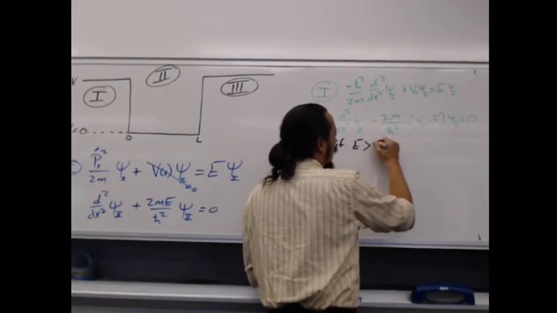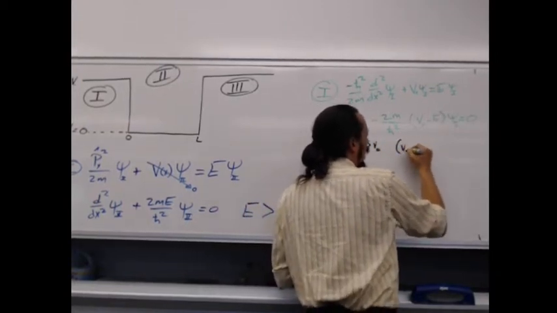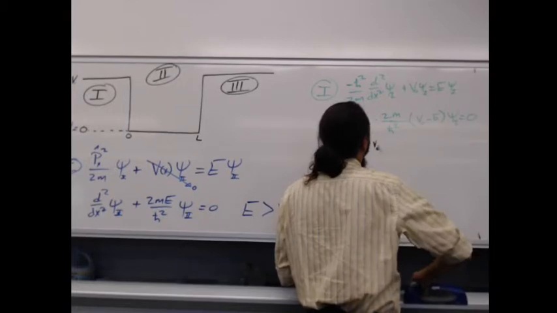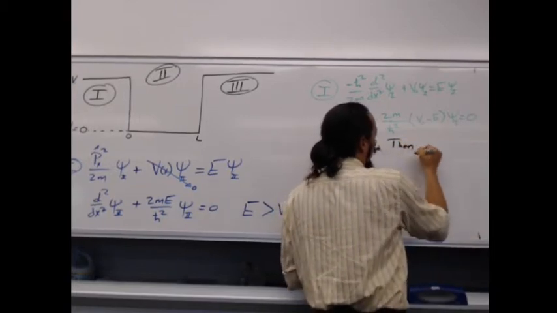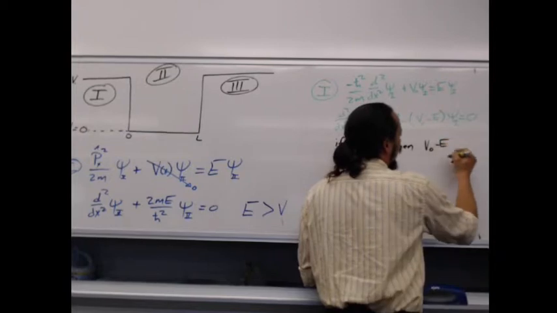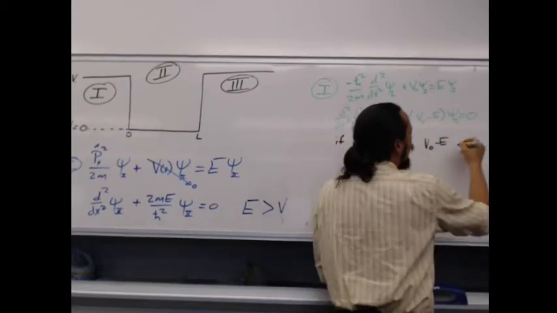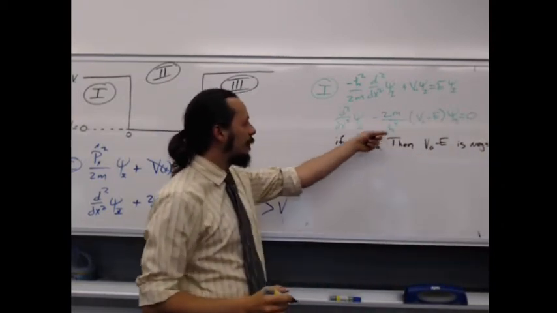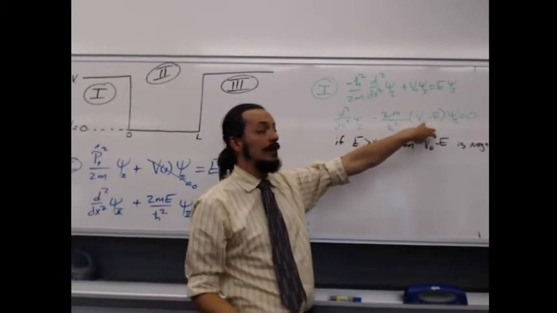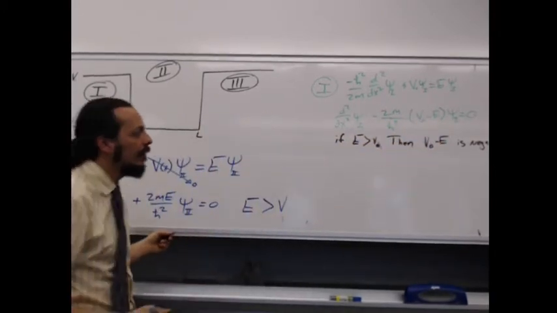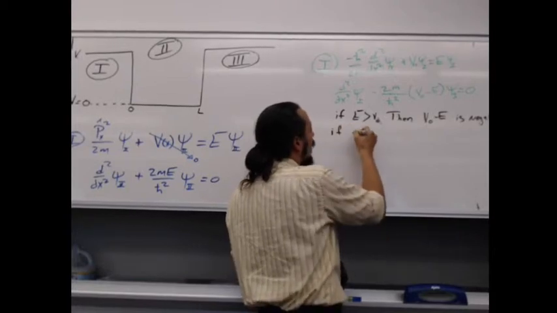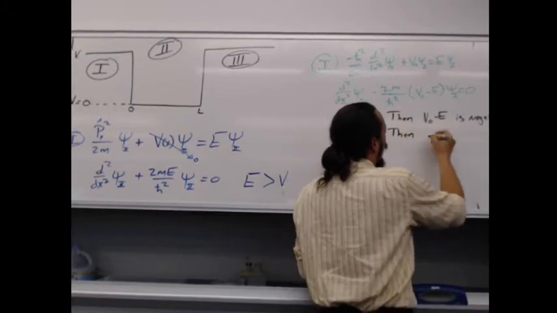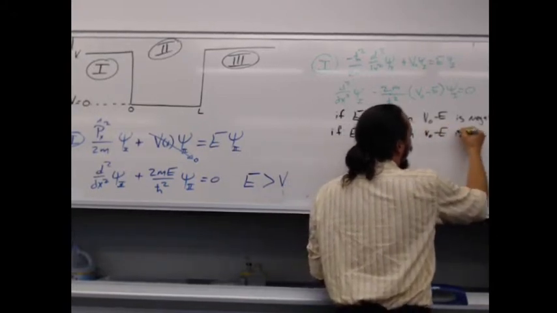If E is greater than v naught, then v naught minus E is some negative thing. I could bring that negative out. This whole term is going to be positive. I'm going to get the same thing. Here's the weird one. If E is less than v naught, then v naught minus E is positive.